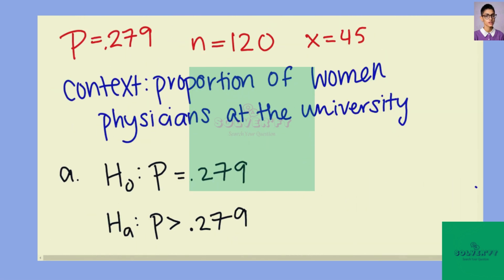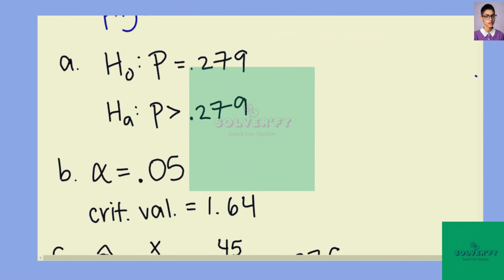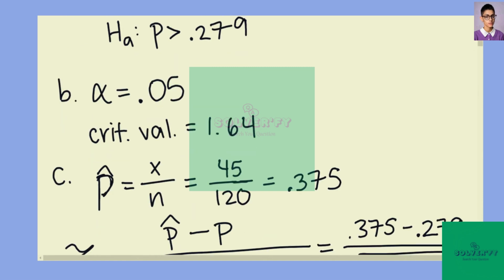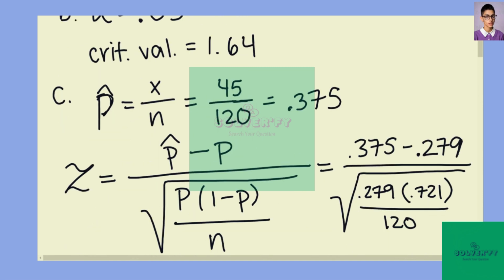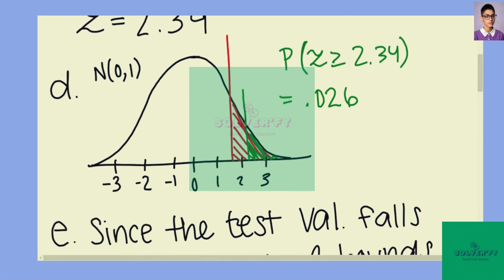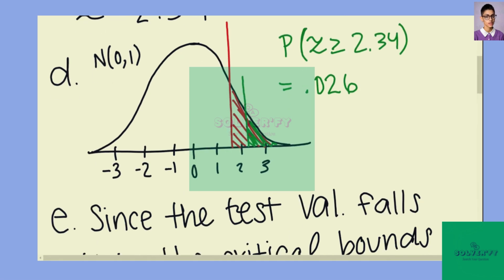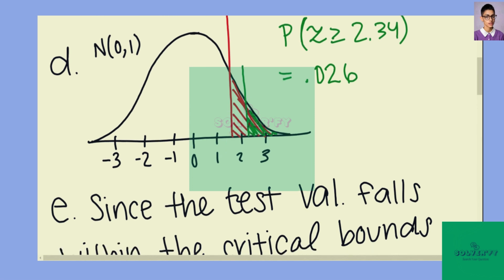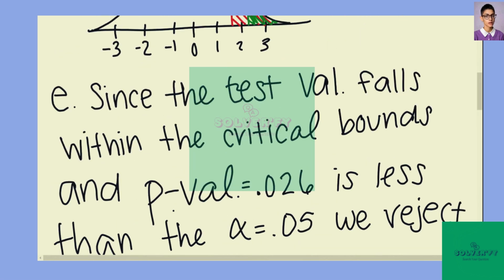So we have our claim and our hypothesis. We have found the critical value, the test value. We've looked at the data, compared it to the critical value, and decided, and we summarized.